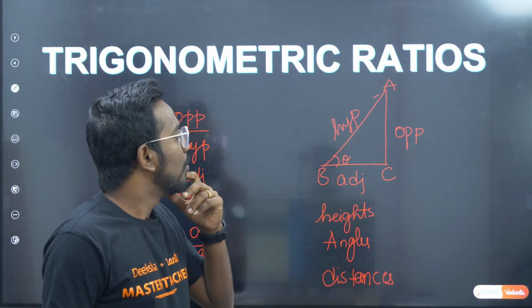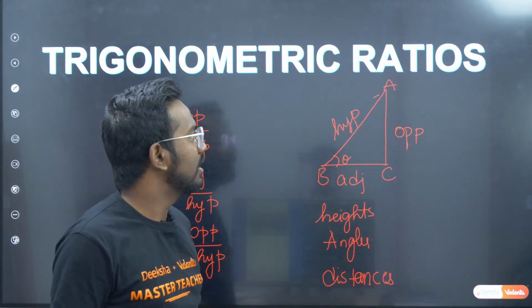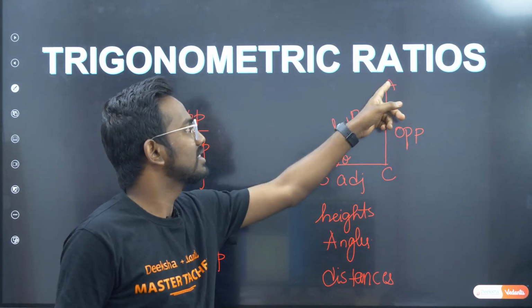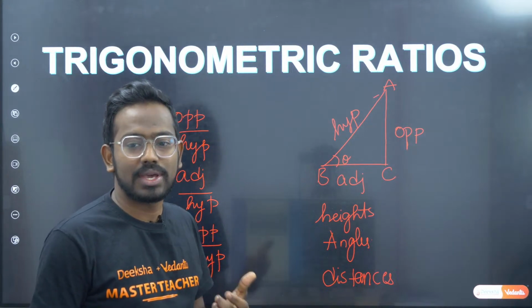And they might ask, if there is a rope from A to B, what is the length of that rope? There are a few questions something like this.